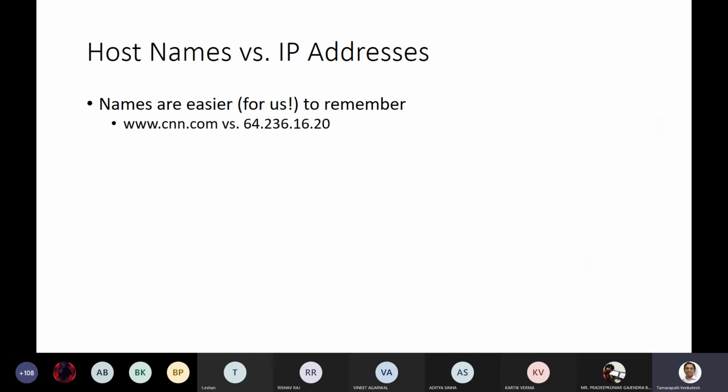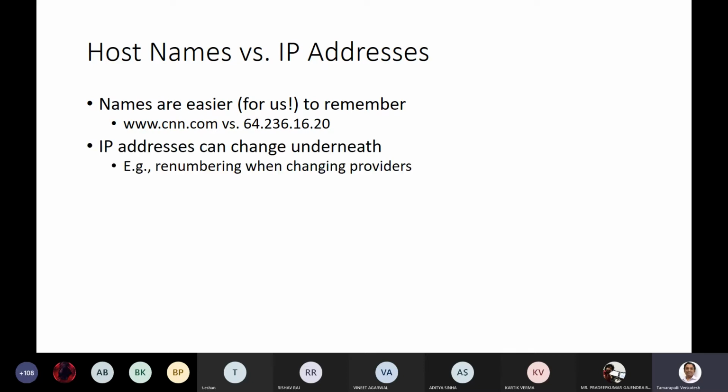So MAC addresses are used for local forwarding. It's not very scalable to use MAC addresses for global forwarding. IP addresses, of course, are used for forwarding packets between any two machines. And the purpose of host names is that they are names simply for human readability, and they are easy for us to remember and access the host rather than using these IP addresses.